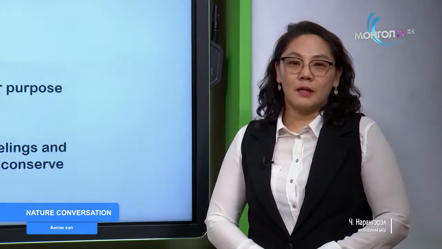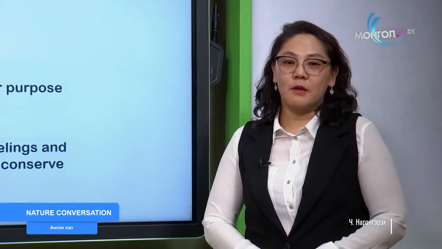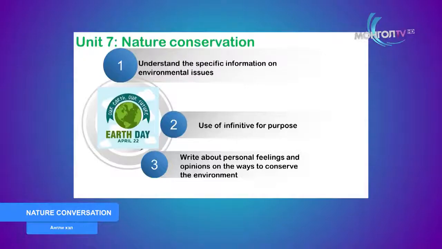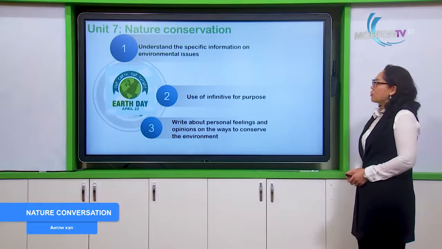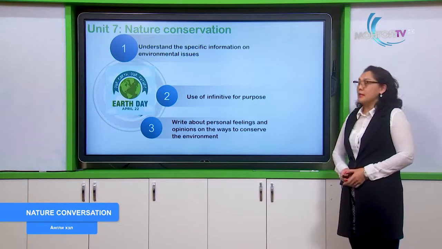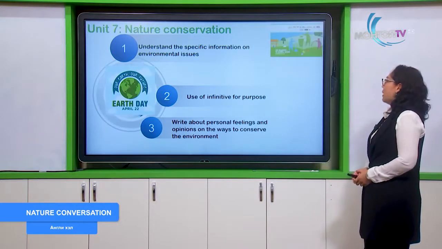As you remember, we learned many things in the previous lessons. Today's lesson objectives are: number 1, to understand specific information on environmental issues; number 2, to use the infinitive for purpose; and number 3, to write about personal feelings and opinions on ways to conserve the environment. As you know, the topic is nature conservation. Let's see what we are going to talk about.